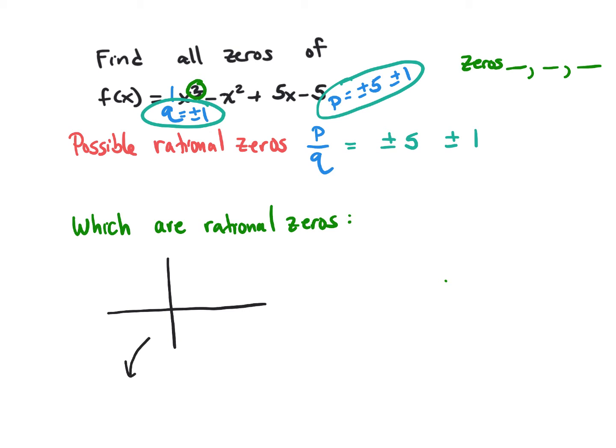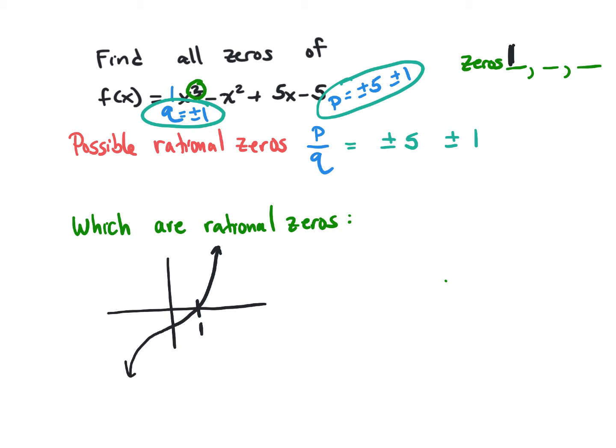So this graph, if I sketch it, looks something like this. On your worksheet of the day, it actually will give you a little graph so you can see where it crosses. So this graph only crosses one place, and that place is at 1. So one of my zeros is 1.